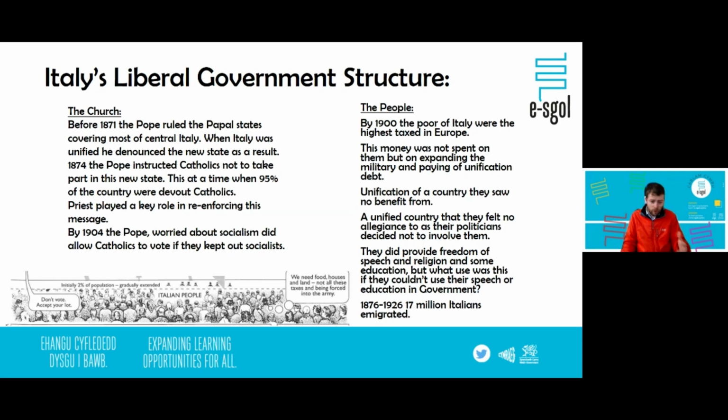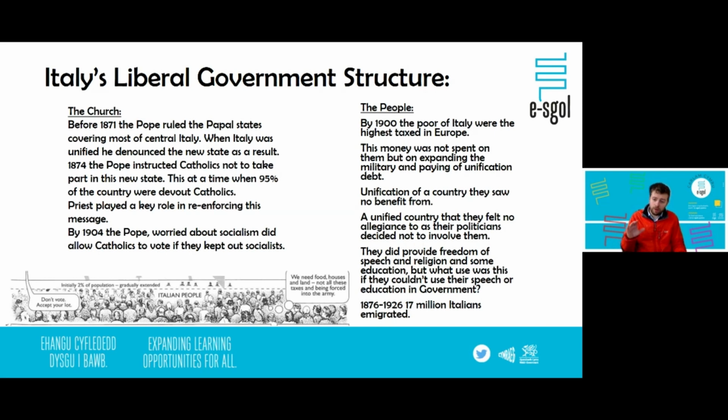By 1904, the Pope had kind of softened a little bit and he was worried about socialism. So he did allow Catholics to vote so long as they kept the socialists out. So he wasn't suggesting they vote because this new Italy is a great thing and is the way forward in order to sustain a religious community and a nation. It was to keep the socialists out.